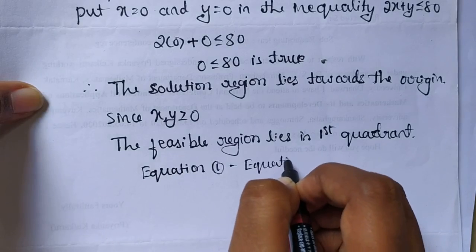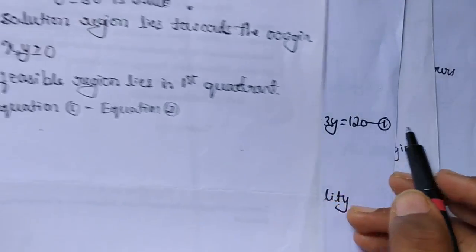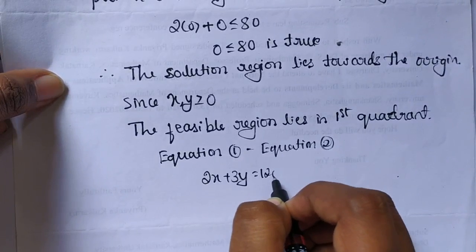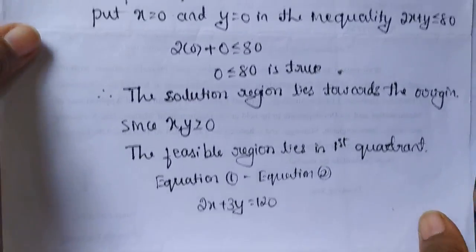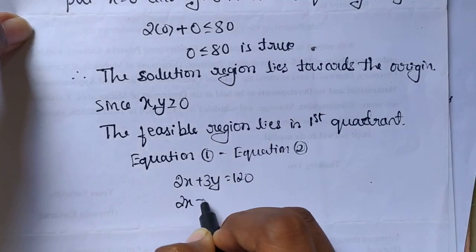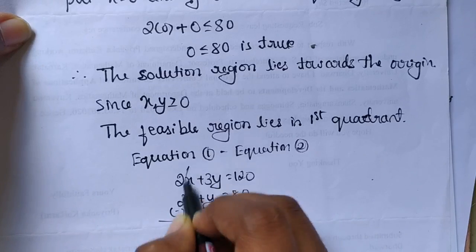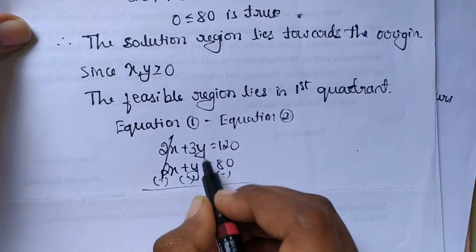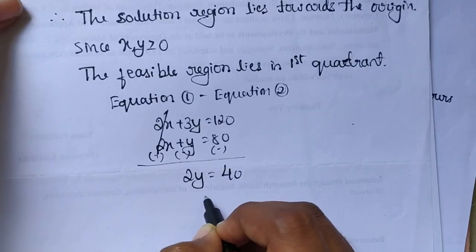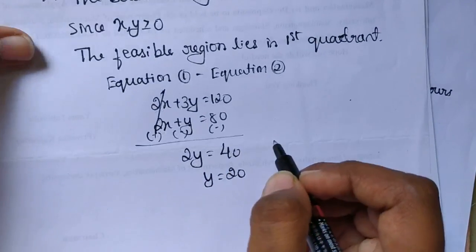minus equation 2 gives, equation 1 is 2x plus 3y is equal to 120. Equation 2 is 2x plus y is equal to 80. On subtracting, x gets cancelled, 2x minus 2x gets cancelled, 3y minus y is 2y, 120 minus 80 is 40, 2y is equal to 40, then y is equal to 40 divided by 2 which is 20.